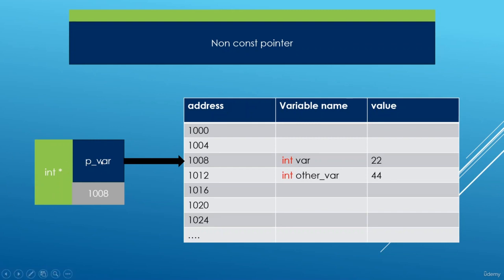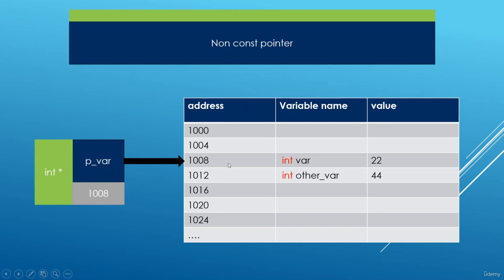One is we can go through pvar and modify this 22 here, for example, and make it a 55. We can do that because this pointer is not a pointer to const. We can go through it and modify the value pointed to by this pointer. That's what we mean here.